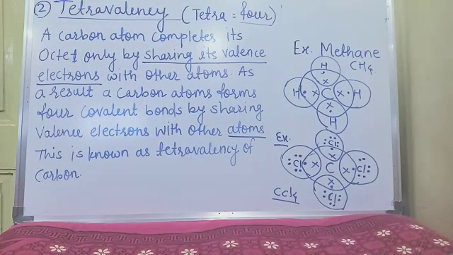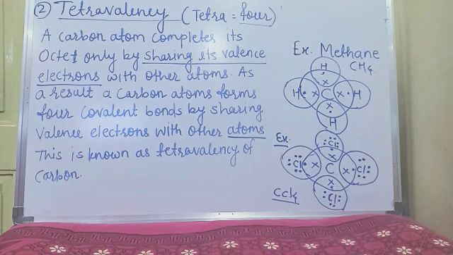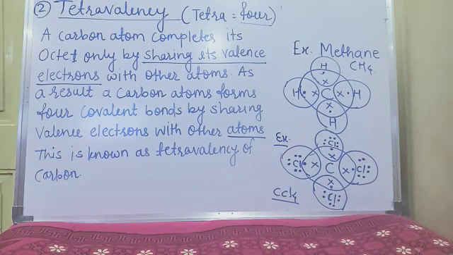Another unique property of carbon is tetravalency. Now what is meant by tetravalency or a tetravalent element? Tetra means 4. It means the element whose valency is 4 is known as tetravalent. Okay. Now why is carbon tetravalent?